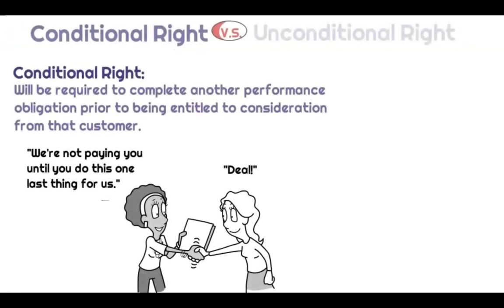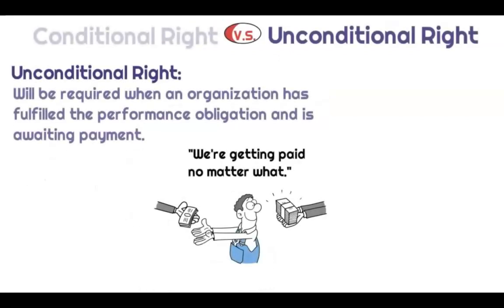Okay, so for example, if the company has recognized this contract asset because it has already fulfilled the contract obligation, but it's still required to perform other obligations before it is entitled to payment, it would be considered conditional. Whereas if it is unconditional, then they're not going to have to perform any other further obligations. They're simply just going to await payment.